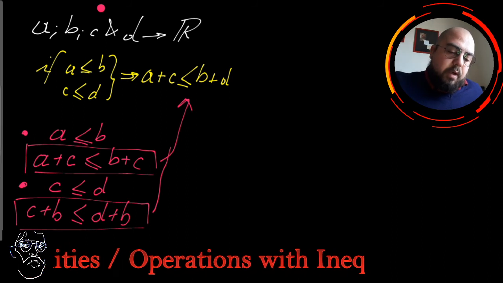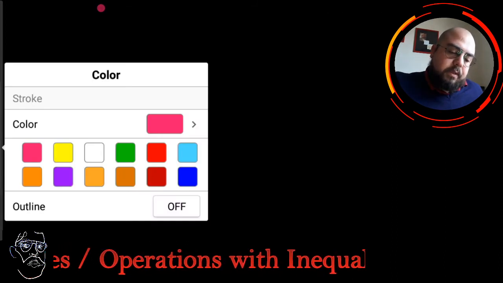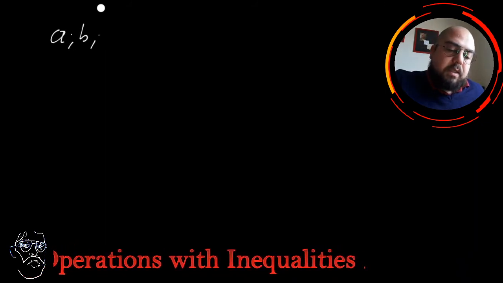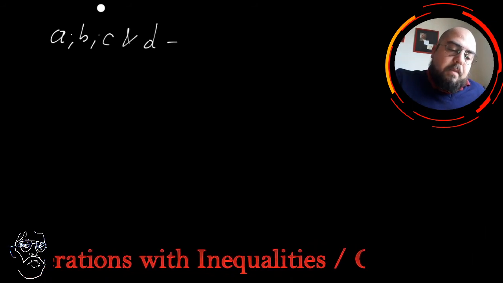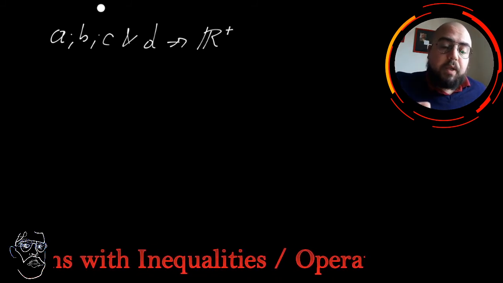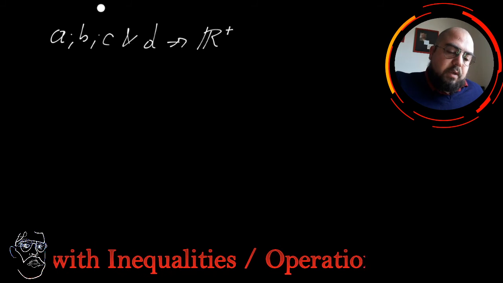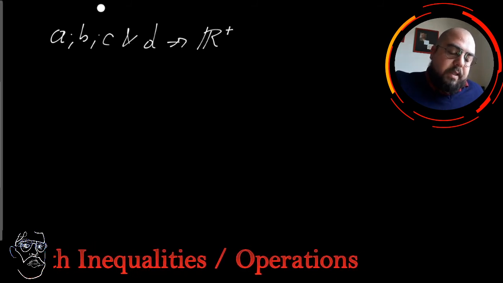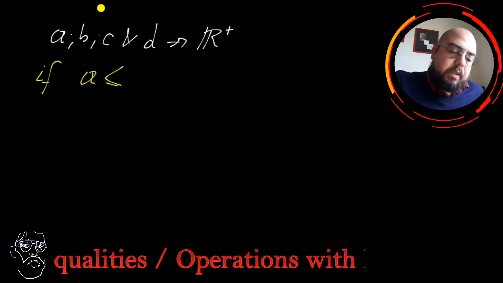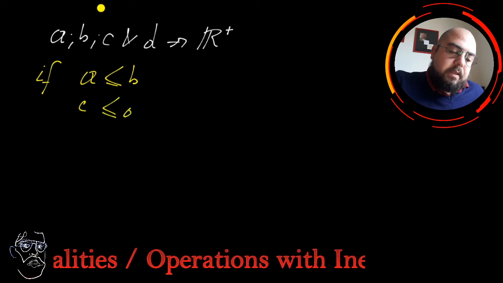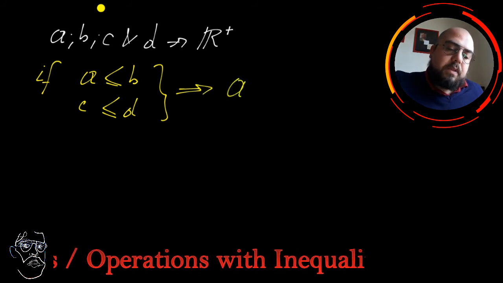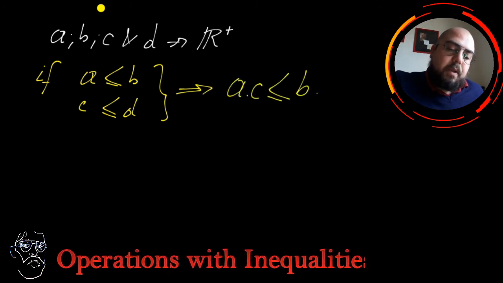The last case is when you have A, B, C and D positive real numbers. Positive real numbers, because we're going to use multiplication and division. So let's say the case was similar to this previous one: A smaller than B, C smaller than D, and you can deduce that A times C will be smaller than B times D.